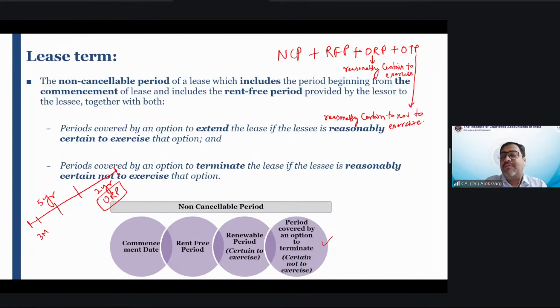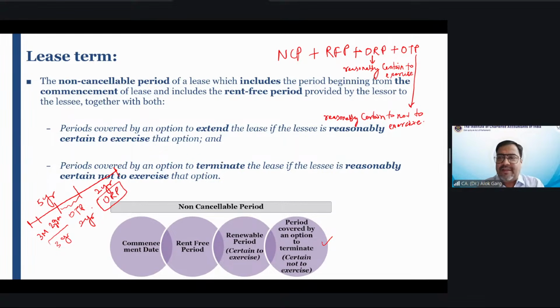The first 3 years was the lock-in period, meaning the non-cancelable period. That means 2 years 9 months is a non-cancelable period, right? So the total period is 3 years, which is the lock-in period. So 3 months is a rent-free period, and 2 years 9 months is a non-cancelable period. In the last 2 years, if Monica wants to terminate the contract, she can terminate the contract, right? So this 2 years is the optional termination period.